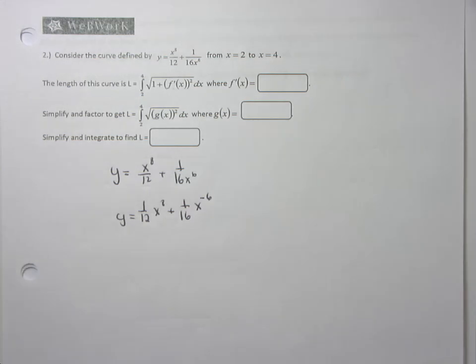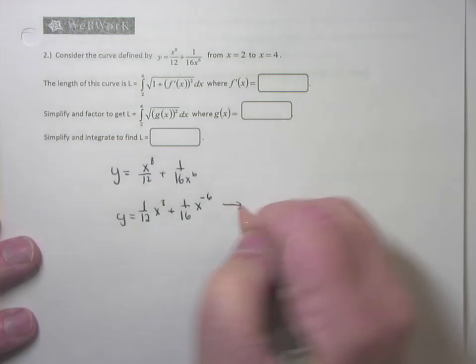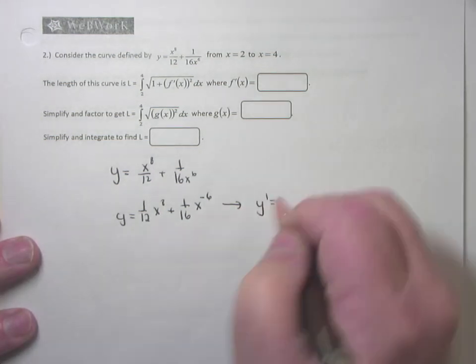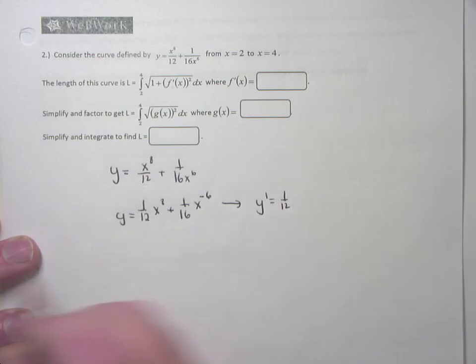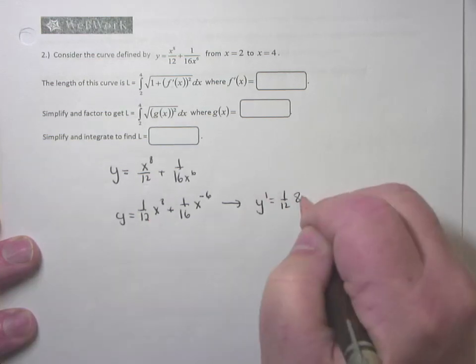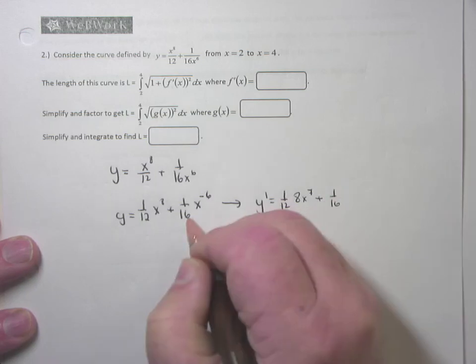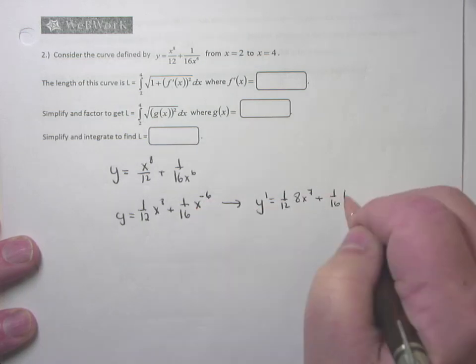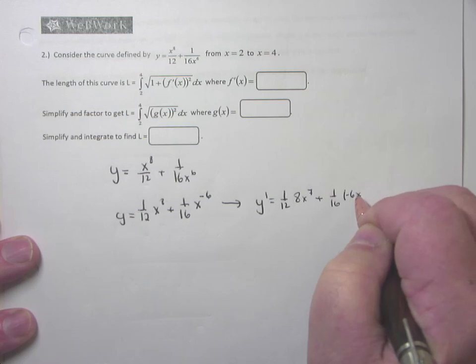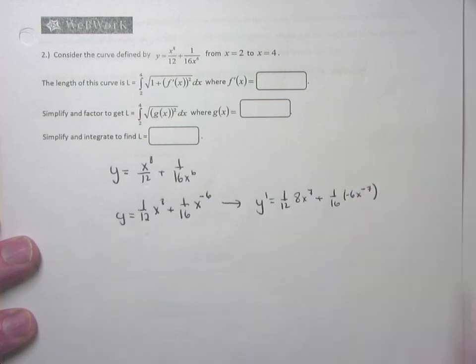I don't like stuff on the bottom when it's got a power. I want to bring it to the numerator and make the exponent negative. Now, take the derivative. Y prime will be equal to, well, 1/12 is a constant, leave it alone. The derivative of x to the 8th is 8x to the 7th, plus 1/16 is a constant. Derivative of x to the negative 6 is going to be negative 6x to the subtract 1, negative 7.